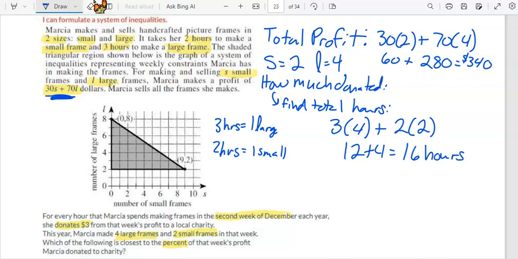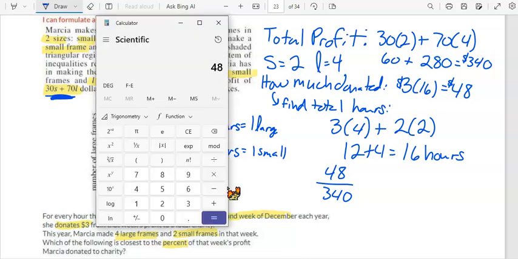And so to find how much she donated, we're going to have $3 times 16 hours. That's 48. $48 were donated. So we have 48 out of 340. And we're going to convert this fraction into a percentage. We can go ahead and put this in the calculator. 48 divided by 340, and we're going to multiply that by 100. It's about 14%.